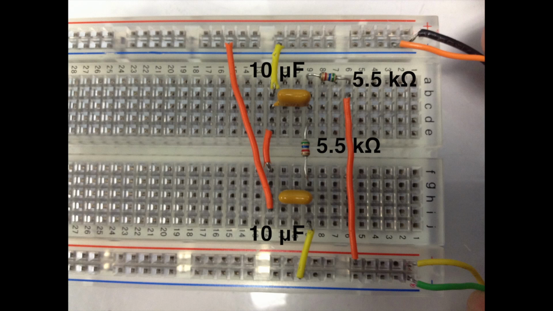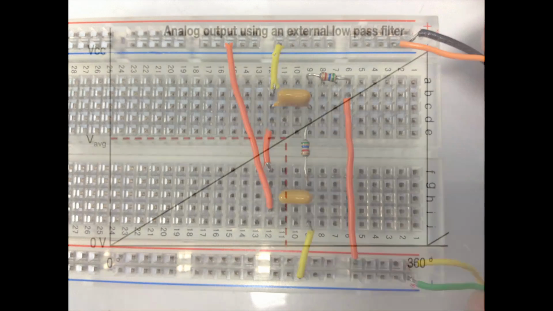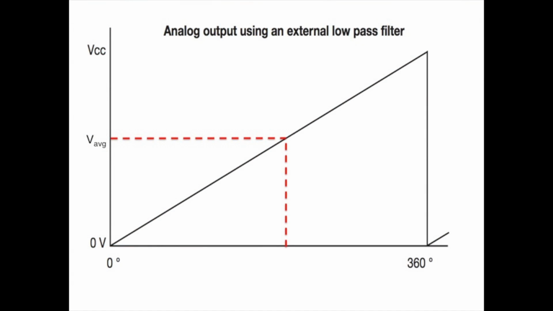A closer inspection of the filter on the breadboard will reveal that the resistors are connected in series and the capacitors are connected in parallel. The filter converts the PWM signal to an analog signal by calculating the average voltage. The average voltage tells the user what position the shaft of the encoder is at relative to absolute 0 degrees and 360 degrees.